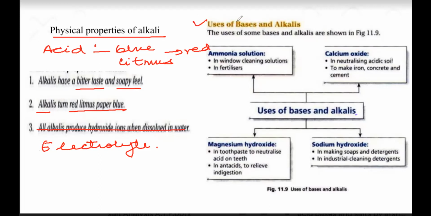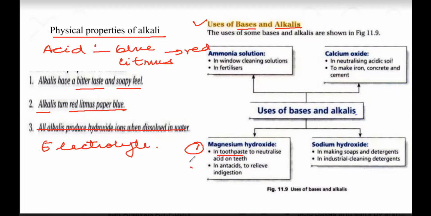Now let's talk about some of the uses of bases and alkalis also. So here are some of the uses of bases and alkalis. Number one, let's talk about magnesium hydroxide. Magnesium hydroxide is used in toothpaste to neutralize the acidity of the mouth. So toothpastes are alkaline in nature because they have magnesium hydroxide present in them.